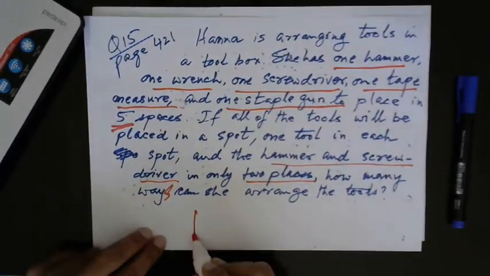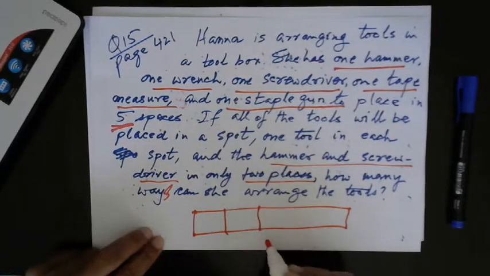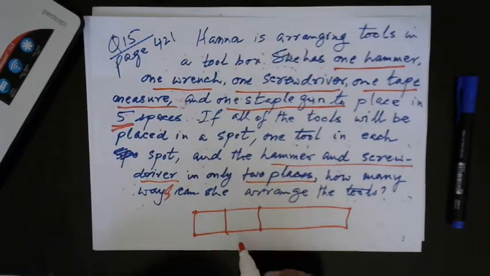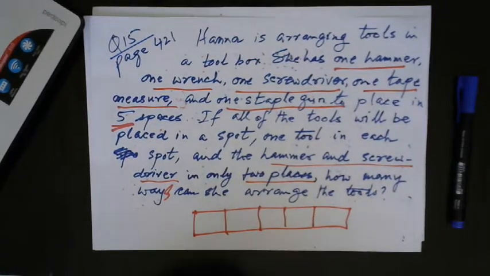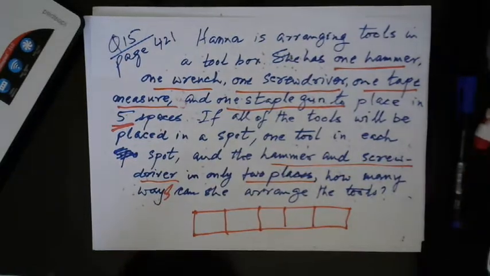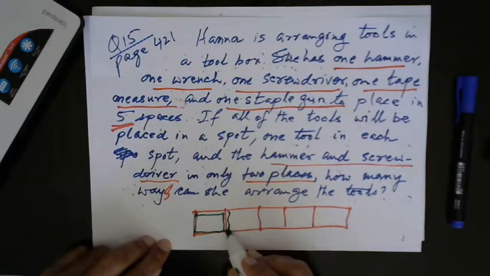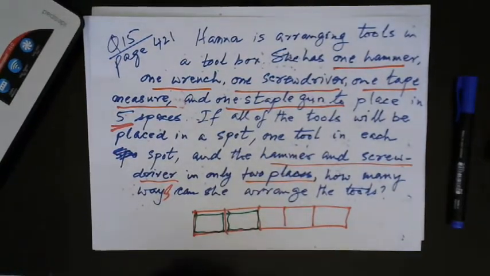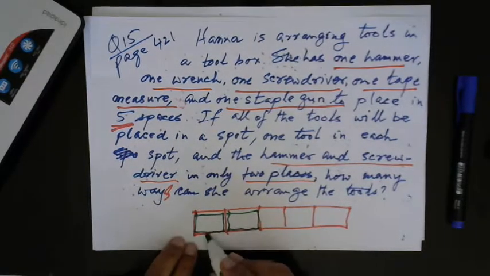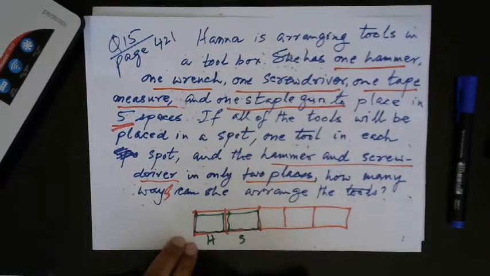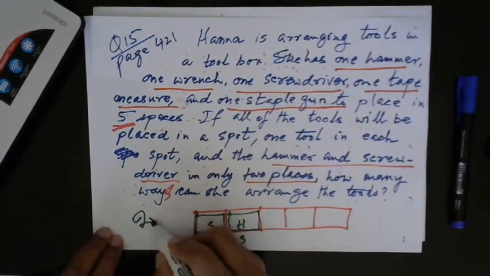Well, let us make a block. 1, 2, these are places for hammer and screwdriver, and then we have got no restriction here. So let me highlight this. These 2 places are for hammer and screwdriver. So you can put hammer here and screwdriver here, or you can put screwdriver here, hammer here. So there are 2 ways.